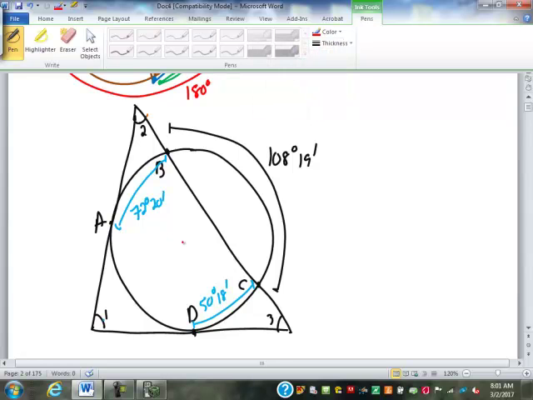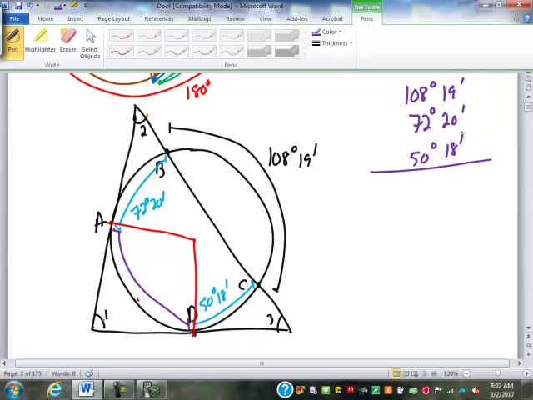No, not quite. Good thinking, but not quite. Arc AD here is what's left, right? Out of 360. So we have to add those up. 108.19, 72.20, and 50.18. No, because this doesn't intersect that arc. It's an exterior angle. We're looking for angle 1. I mean AB. AD is 108? No. 108 goes from here to here.